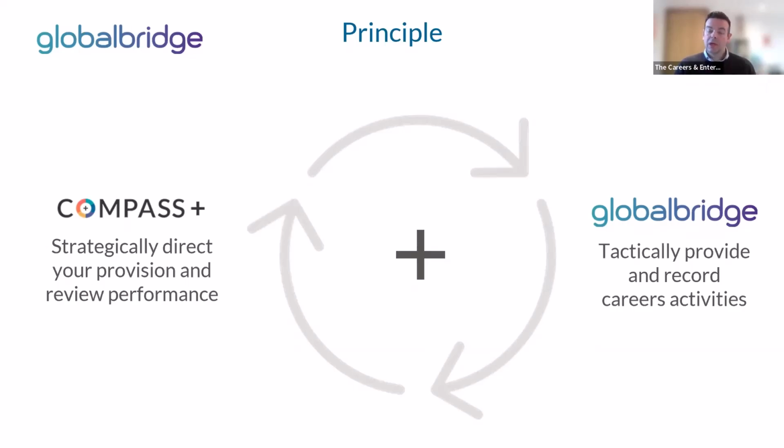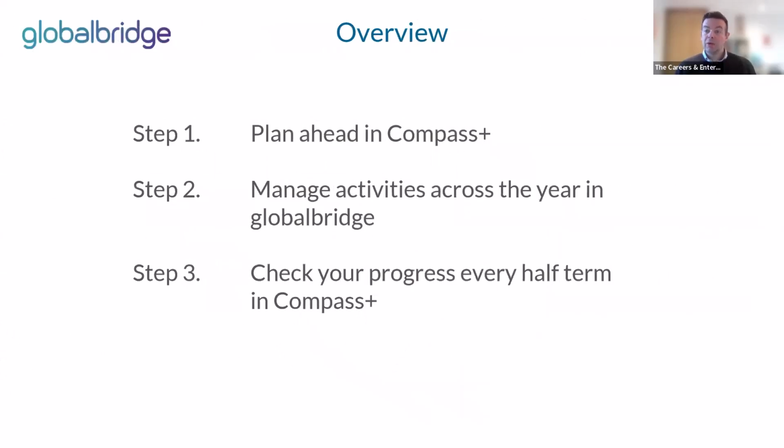And we recommend that, as I say, that is a cyclical process. It's a process that you manage together, and you go through that process a number of times within the year to make sure your data is always up to date. So how do we go about doing that? Just explain a bit more from the Compass Plus side to begin with.